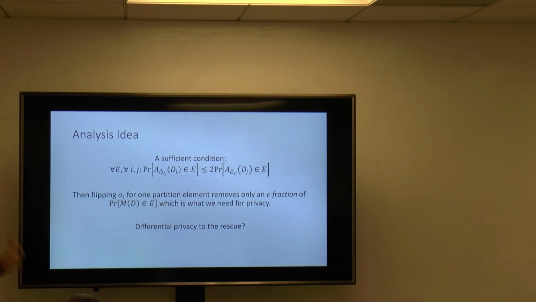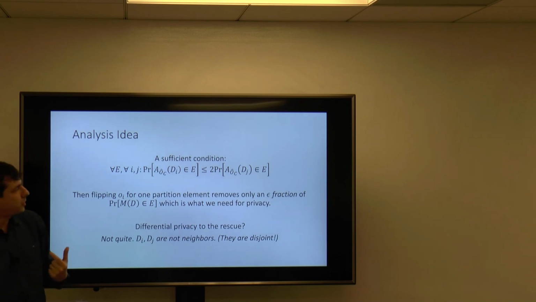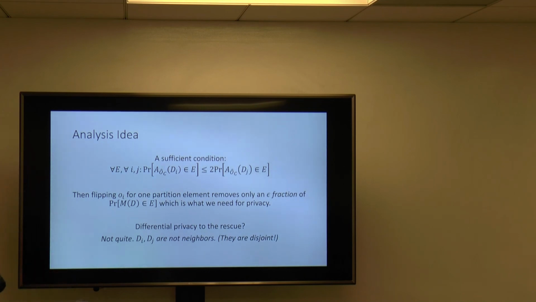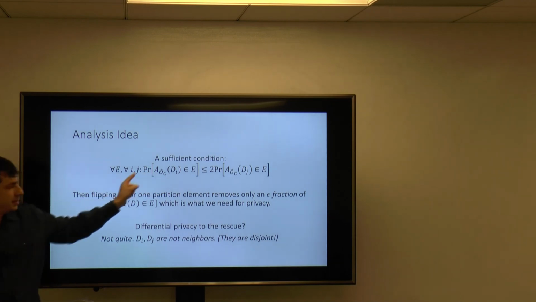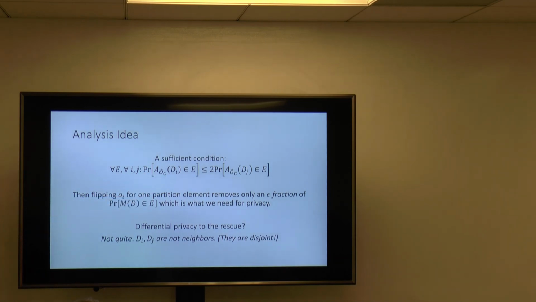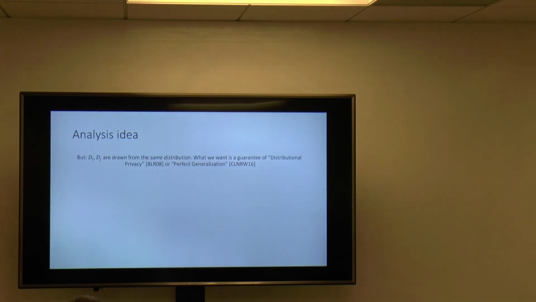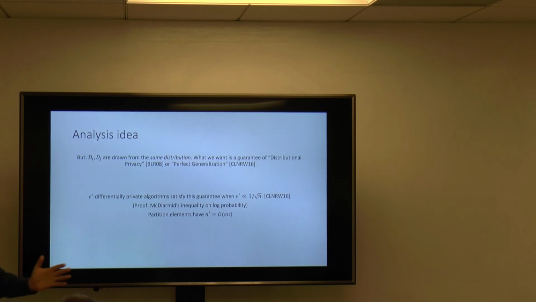So does differential privacy just give us this? And the answer is no, because differential privacy promises this for neighboring data sets, Di and Dj, that differ in one element. But these are entirely disjoint. So we don't have the differential privacy guarantee. But there is something we know, which is that both Di and Dj were drawn from the same distribution, because they resulted from a random partition of the data set.